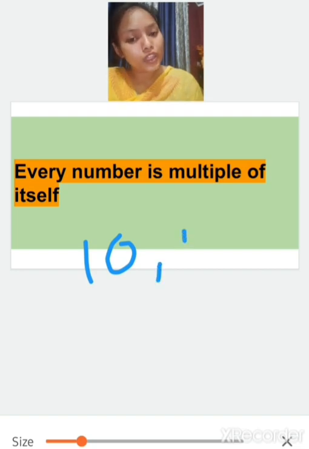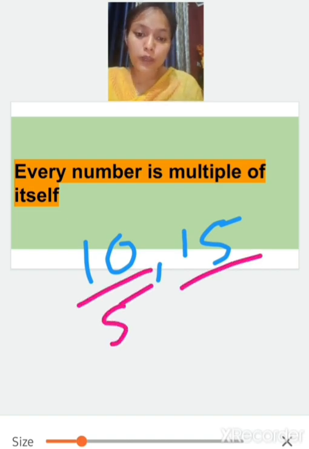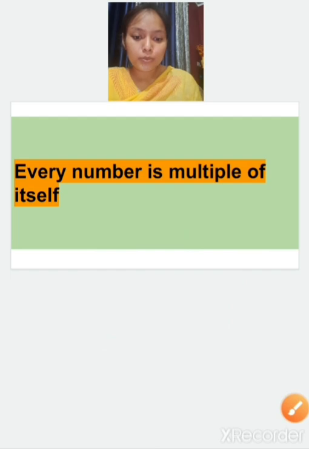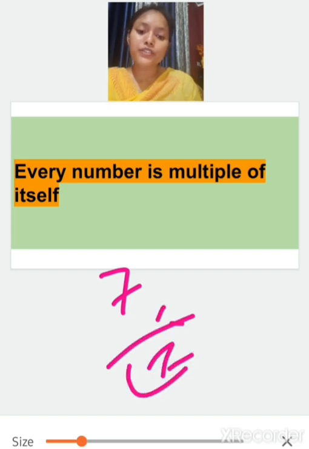Now 15, it comes in the table of 5. Yes, and is it divisible by 5? Yes, it is divisible by 5. Totally divisible by 5 means it is a multiple of 5. So every number is a multiple of itself. First of all, these are the properties of multiples. I'll take 7. What is the multiple of 7? 7 is itself a multiple of 7.